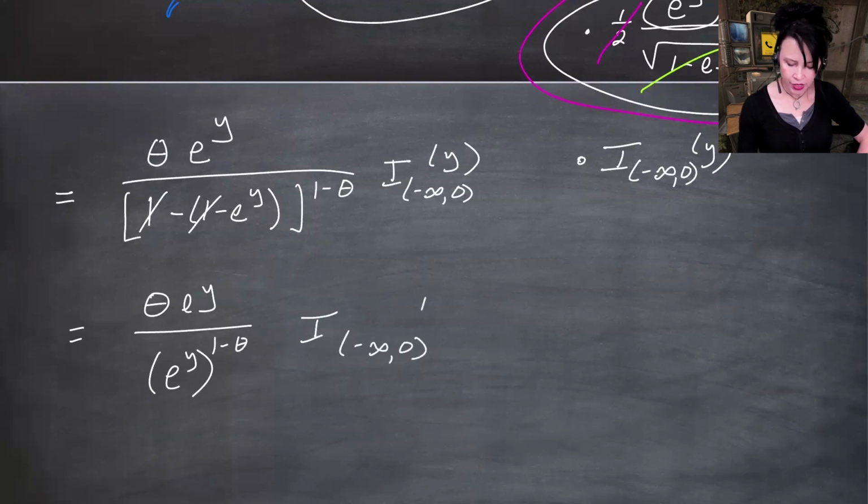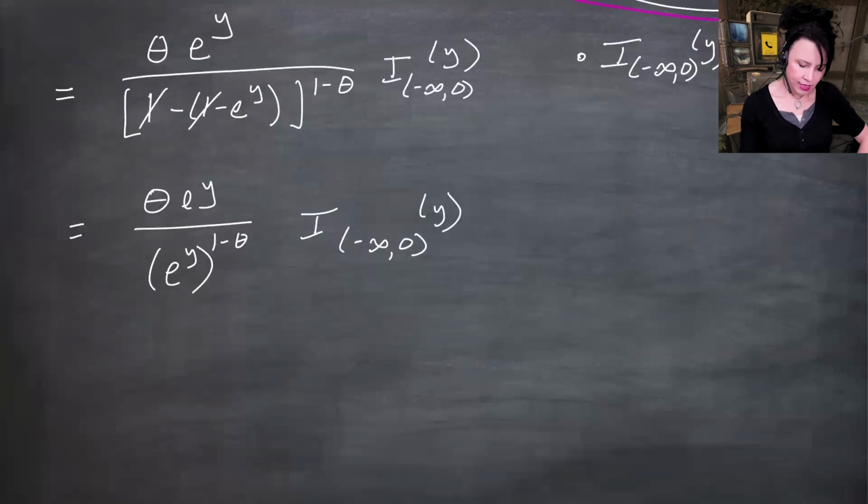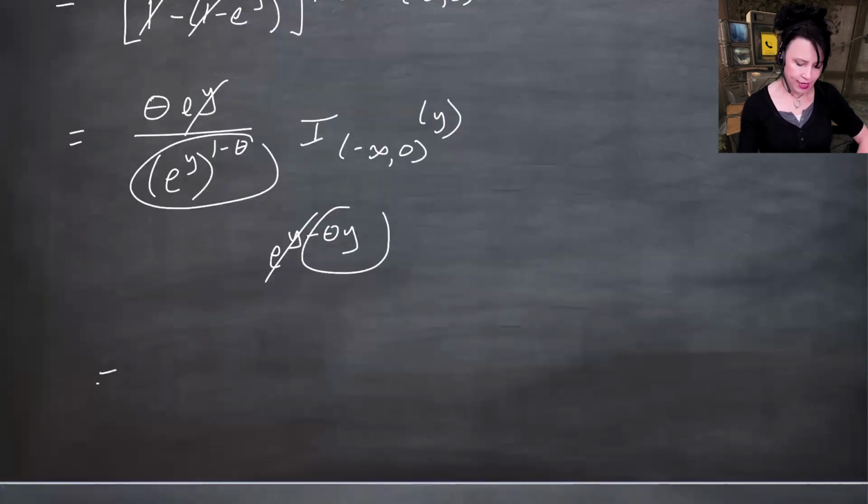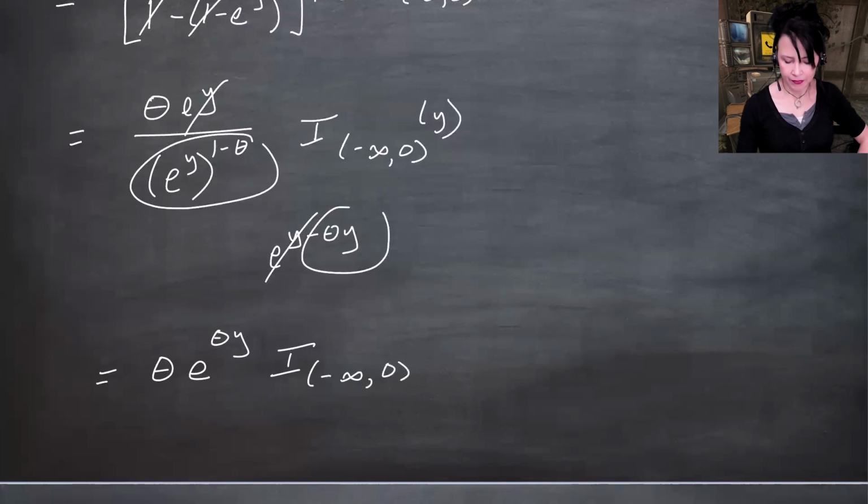Just starting to look exponential. This denominator is e to the y minus theta y, and this e to the y is going to cancel with this one. And if I move the rest of this into the numerator, I get theta e to the positive theta y. And so, thankful that that simplified because I didn't work it out ahead of time.